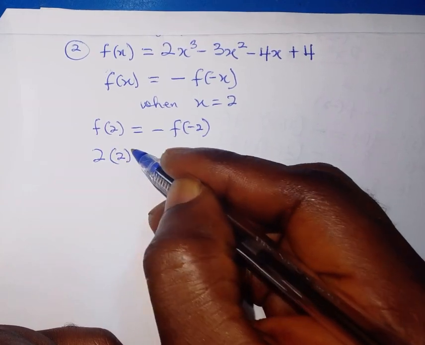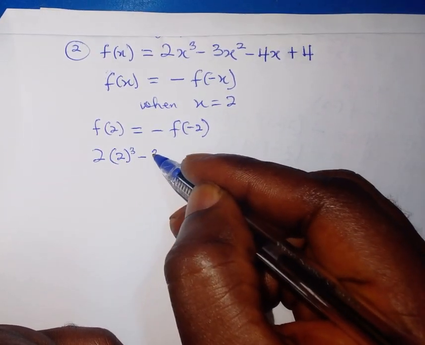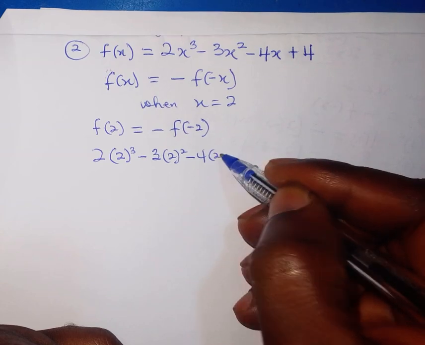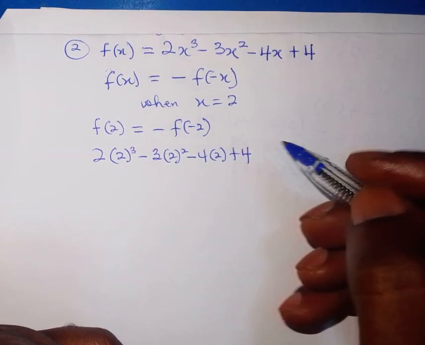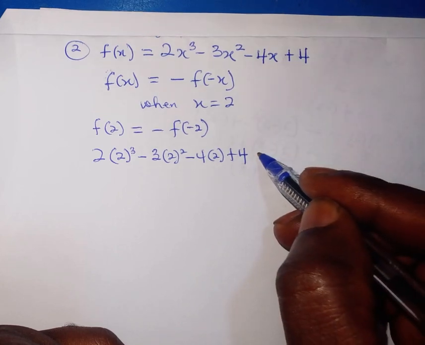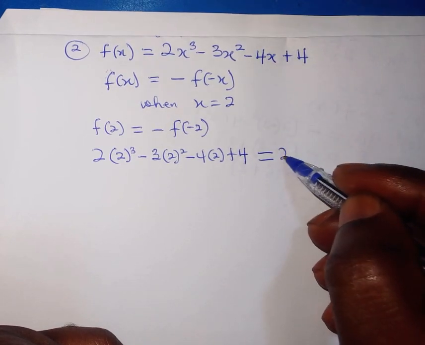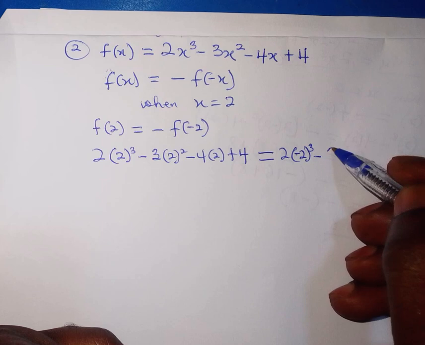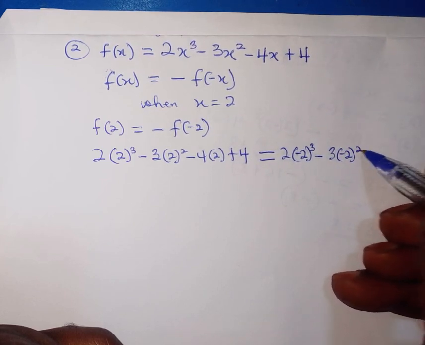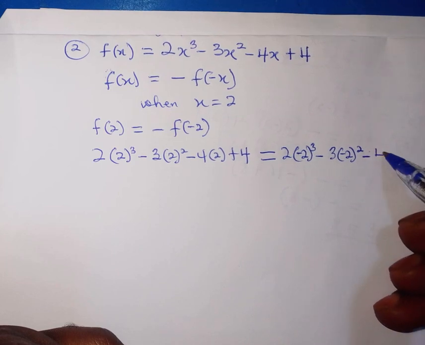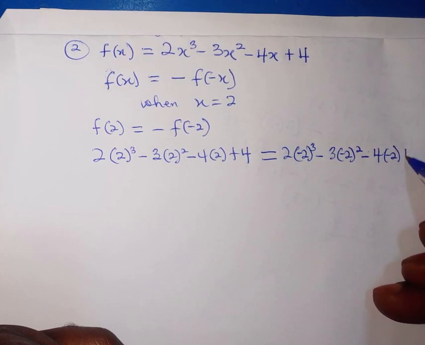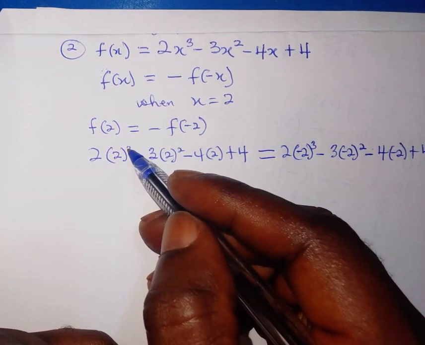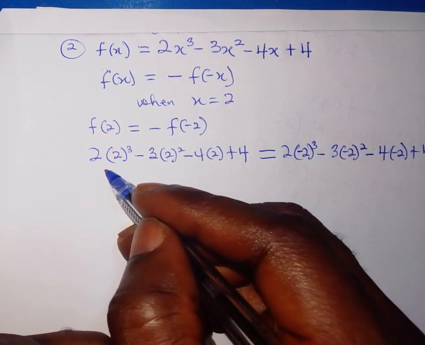I have my 2 cubed minus 3 times 2 squared minus 4 times 2 plus 4. So we are going to test whether it is going to be equal to, when I substitute negative 2 cubed minus 3 times negative 2 squared minus 4 times negative 2 plus 4. Okay, all right, good. So we know that this will give me 8. 8 times 2 gives me what? 16.